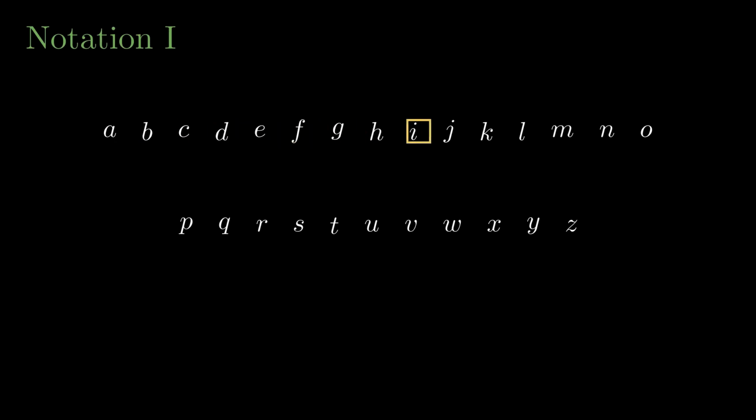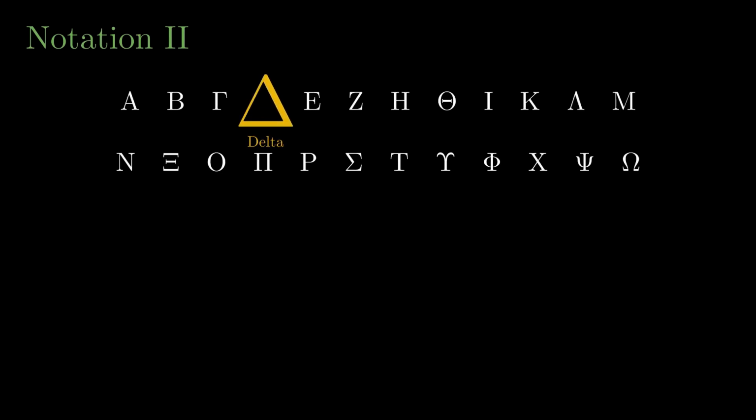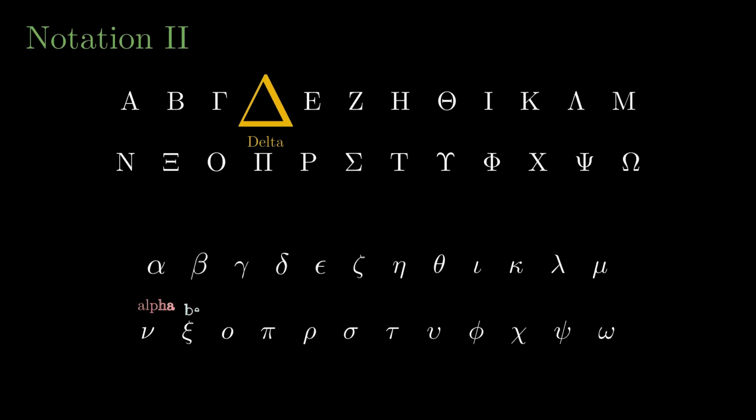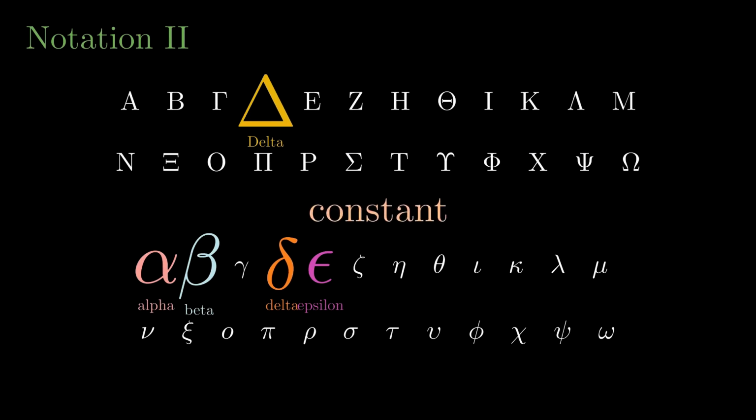First, let's go over the variables and symbols we'll be using. The letters at the beginning of the lowercase alphabet are typically used to represent constants. The letters at the end of the lowercase alphabet are typically used to represent variables. Greek letters are also used. Among the uppercase Greek letters, delta is used. Among the lowercase Greek letters, alpha, beta, delta, and epsilon are used. These letters are mostly used to represent constants.